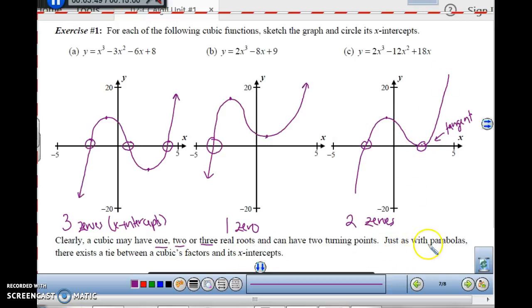So just as with parabolas, there exists a tie between a cubic's factors and its x-intercepts. So since this is raised to the third power, it can have at most 3 intercepts. Okay, so a cubic has at most 3 intercepts. But it could have 2 or 1.